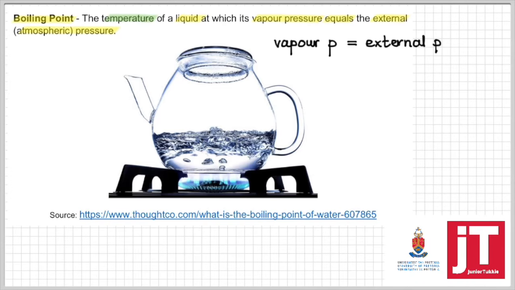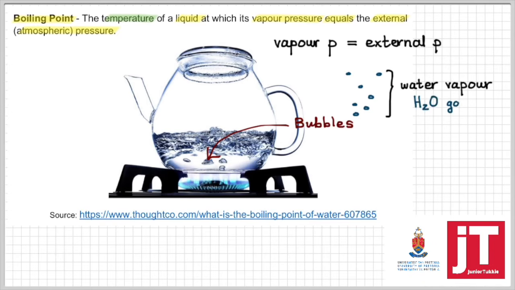And you will often find that when we reach the boiling point, bubbles begin to appear within the liquid. The bubbles that appear are basically the liquid water changing phase from a liquid into a gas. And this happens specifically at the boiling point.